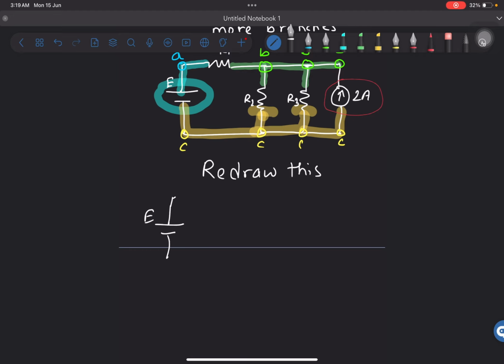And then this is the A node. Now, there is one break over here, which is the R1. Let me just erase this, which is the R1. And immediately after R1, what do we see?